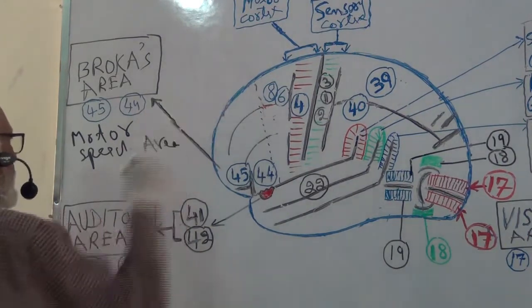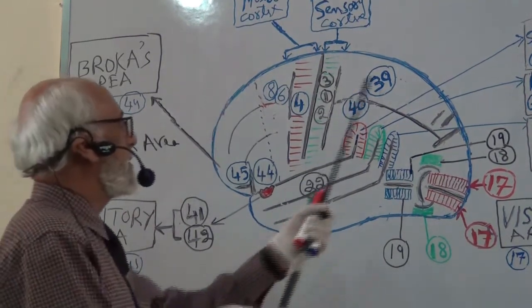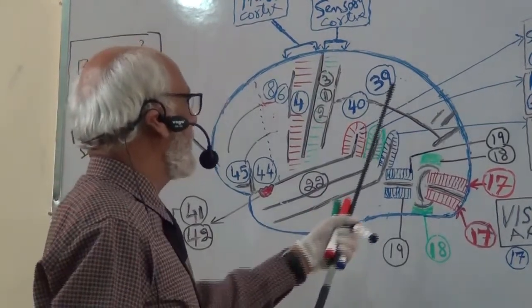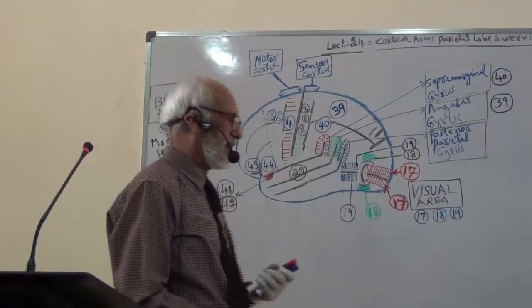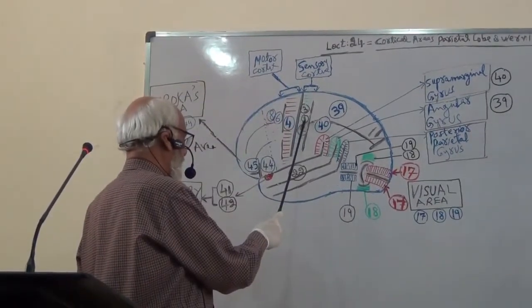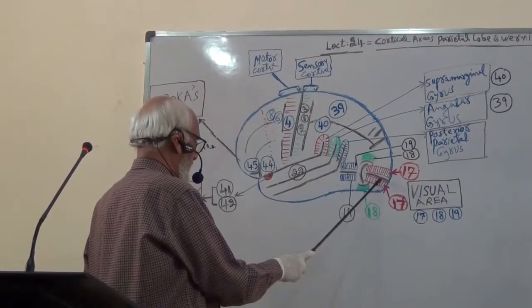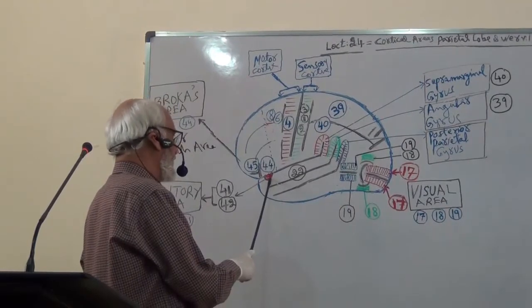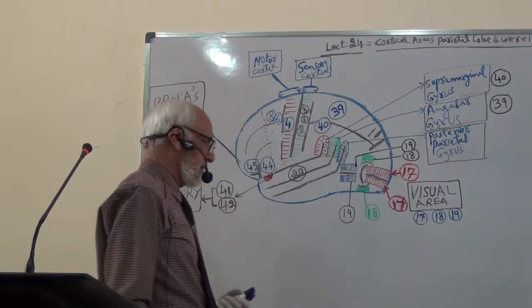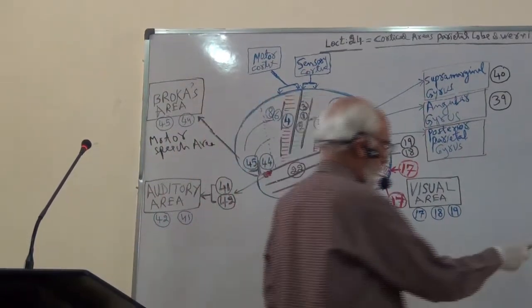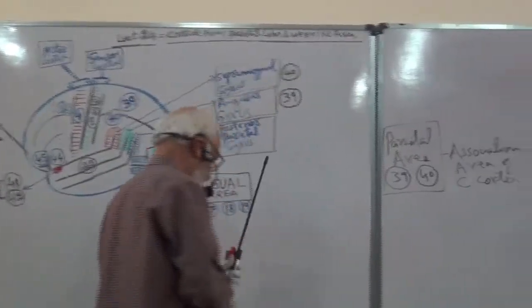So area 39, 40, the superior and inferior parietal lobule, lateral study is very important because of its relation with the sensory cortex, with the visual cortex, with the auditory cortex, and with the motor speech area, Broca's area. Now, what is the functional significance of this?